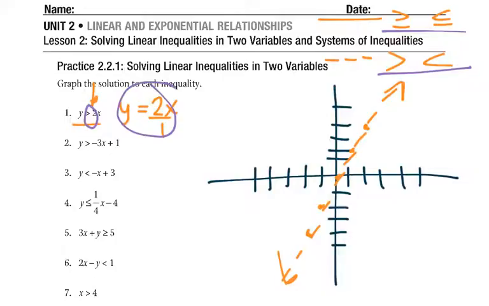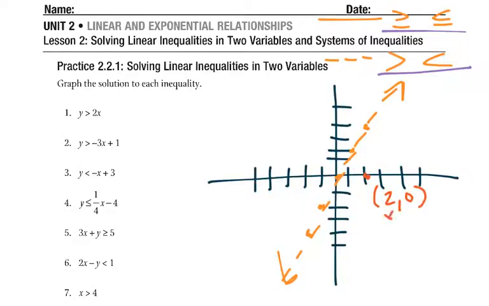Then the third step is, which side are we going to shade on? Because an inequality represents more than one answer. It represents a zone of answers. The best way to do this is to pick a point, a point not on the line, anywhere. Let's pick this point right here. This point is 2, 0. An x value of 2, a y value of 0.